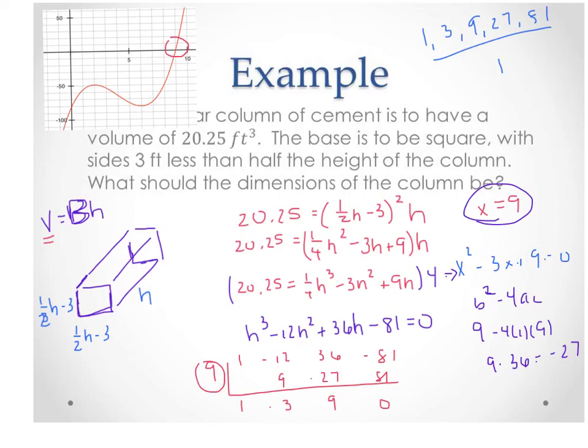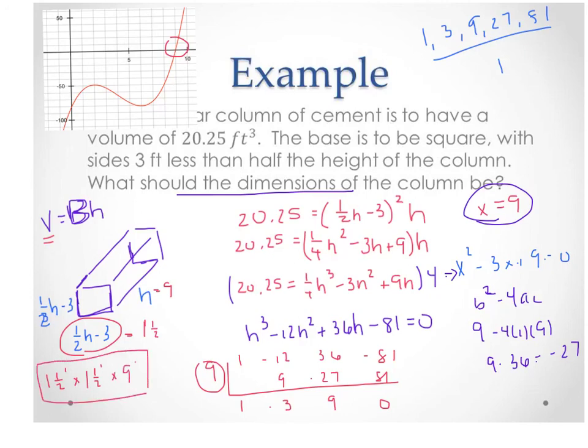And it does ask what are the dimensions of this column. So this one is 9. Over here, we're going to have half of 9, which is 4.5. 4.5 minus 3 is going to be 1.5. So our column is going to be 1.5 feet by 1.5 feet, because the base is square, by 9 feet. There is the area of our column.